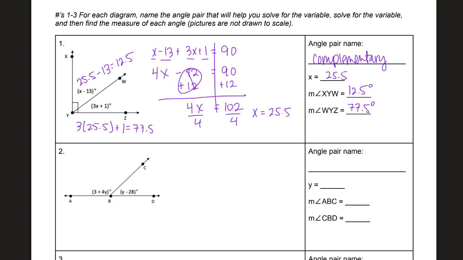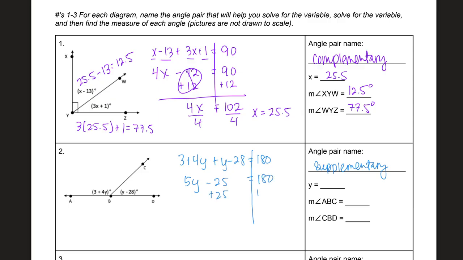All right, taking a look at number 2. So for number 2, I see that we have two angles that form a straight angle, which means this is a linear pair, or you can say they're supplementary. And we know that supplementary angles have a sum of 180 degrees. So 3 plus 4y plus y minus 28 is equal to 180. So again, we're going to combine like terms. So we have 4y and y makes 5y. And then 3 and negative 28 is negative 25.